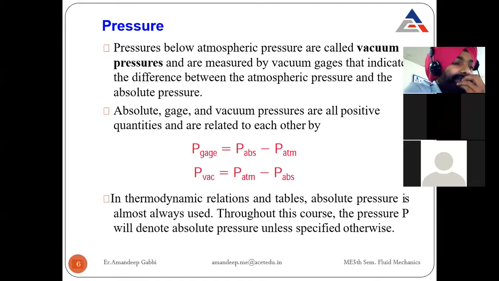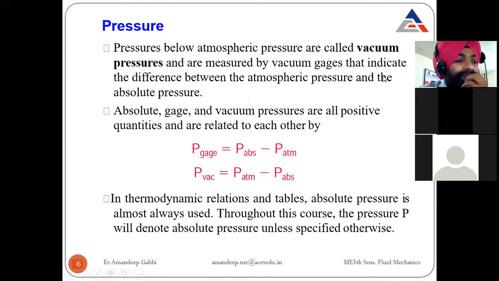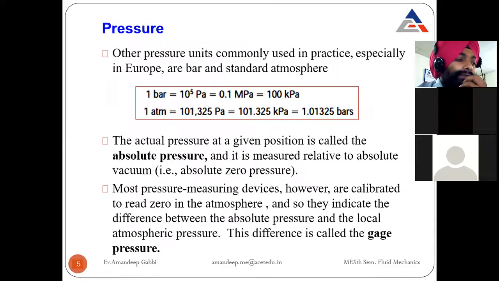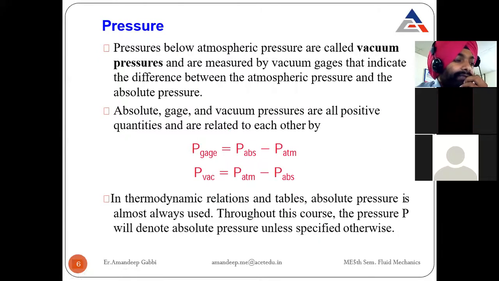In thermodynamic relations and tables, absolute pressure is almost always used, and it is used most throughout this course. Generally, we are going to use the word absolute pressure again and again. This absolute pressure is measured from vacuum, not from atmosphere. In thermodynamic relation tables, absolute pressure is always used.